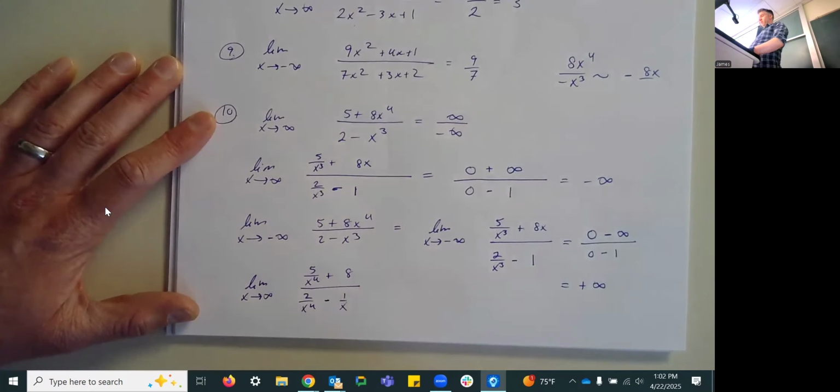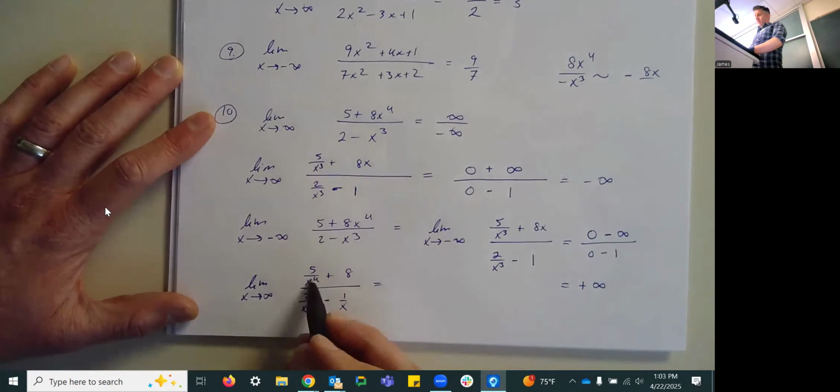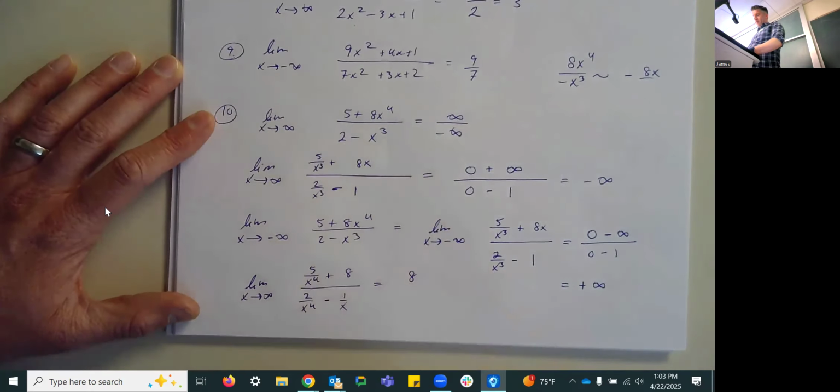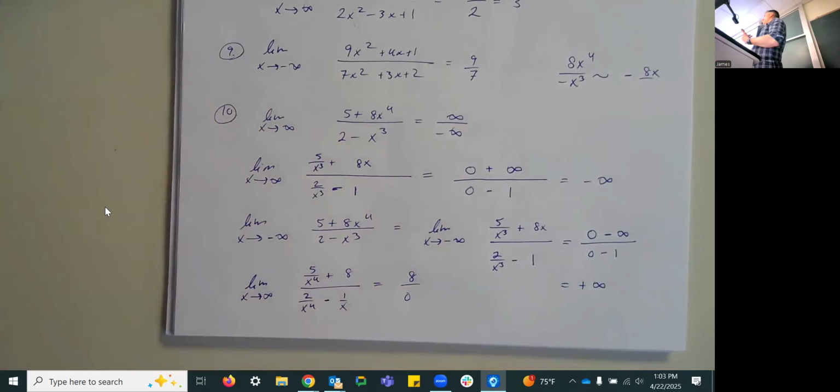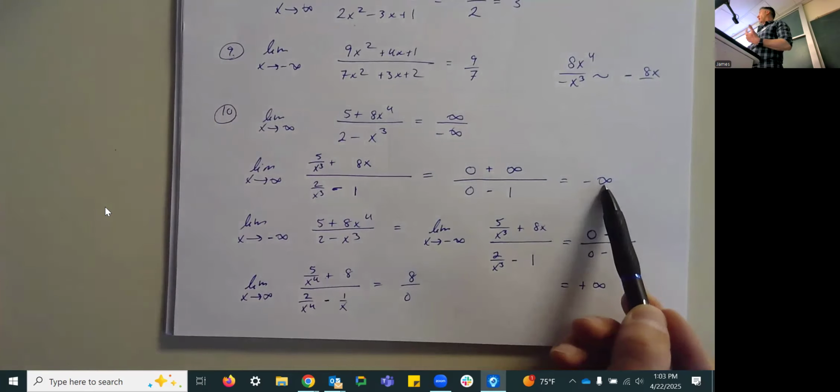So here's what's going to happen. On top, we're going to get 0 plus 8, which is 8. On the bottom, we're going to get 0 minus 0, which is 0. But here's the issue. I don't know if my denominator is slightly positive or slightly negative. So I don't know if my answer should be negative infinity, which is what it should actually be, or positive infinity, which it shouldn't be.